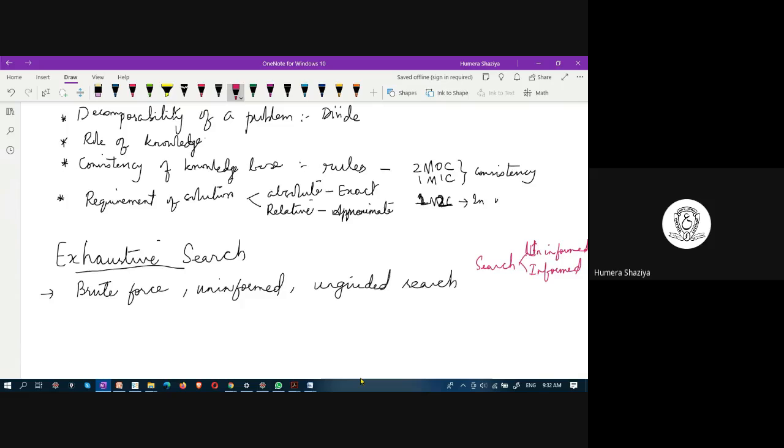Whereas this first one is exhaustive, the second one is non-exhaustive. The first one is known as uninformed, the second one is known as informed. The first one is known as unguided, the second one is known as guided.